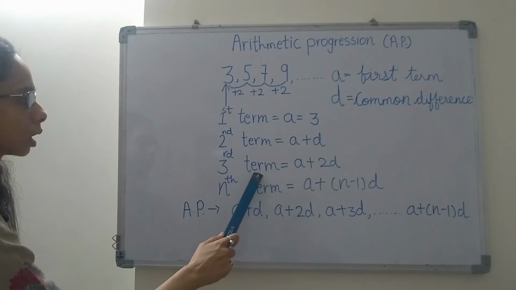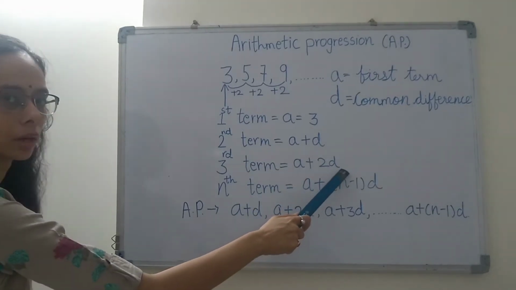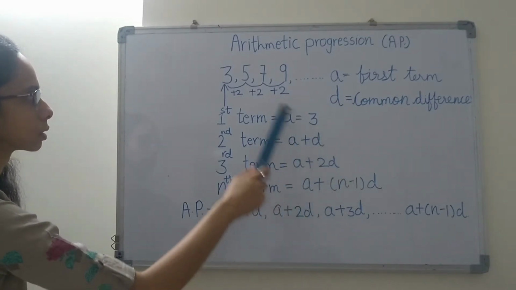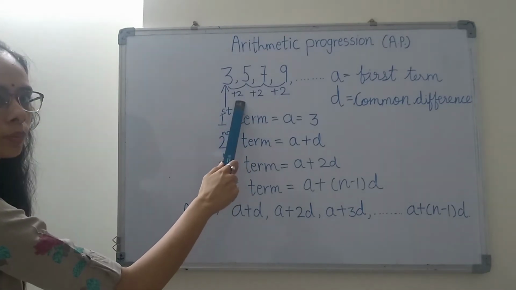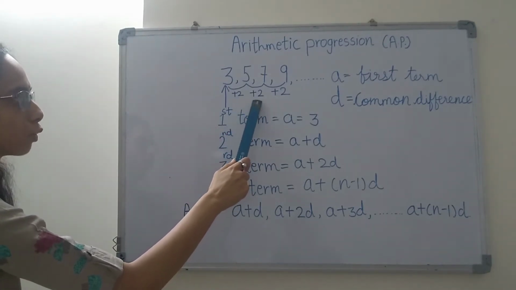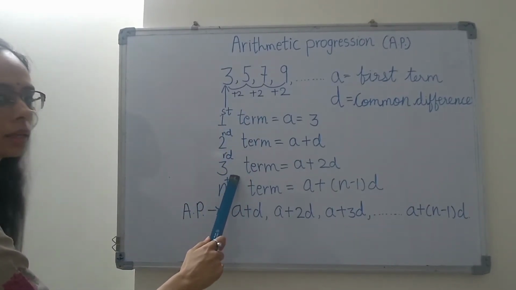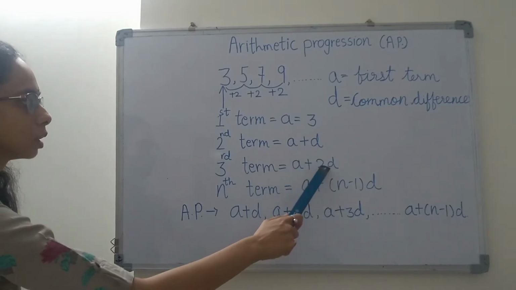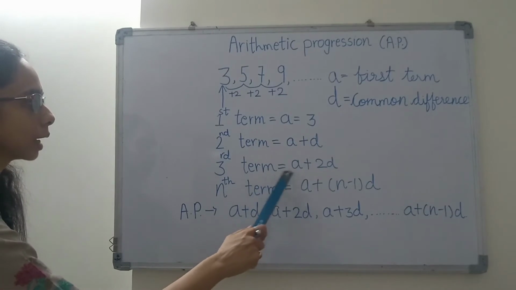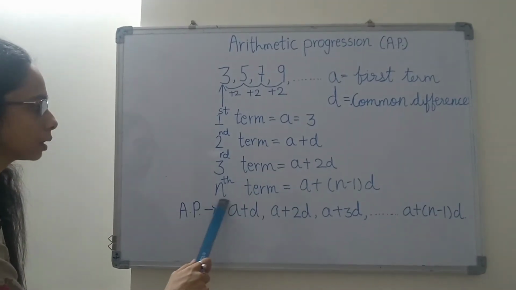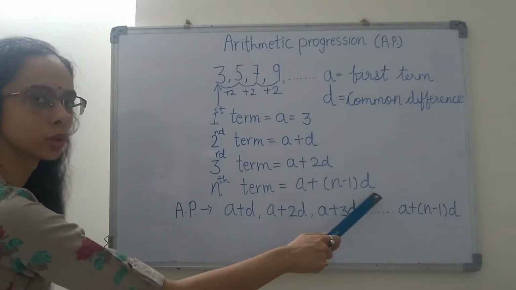The third term is equal to A, that is the first term, plus twice the common difference. 7 is equal to 3 plus 4. The common difference is 2 and twice the common difference is 4. So 3 plus 4 is equal to 7. And so we write it as the third term is equal to A plus 2D. Similarly, we can write the fourth term as A plus 3D. So the nth term can be written as A plus n minus 1 into D.